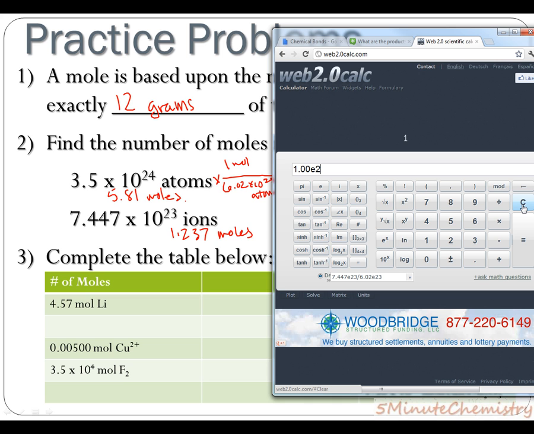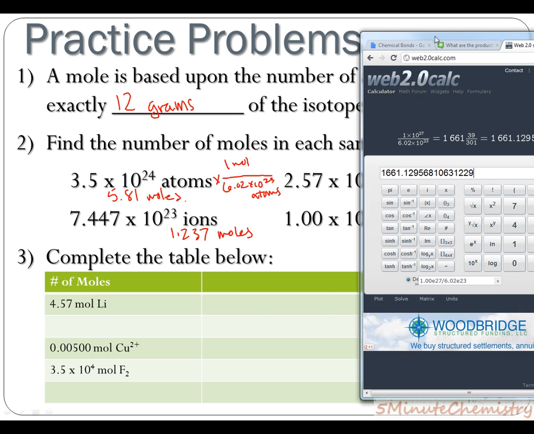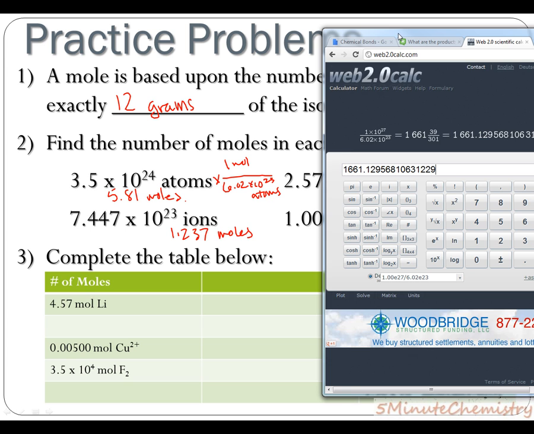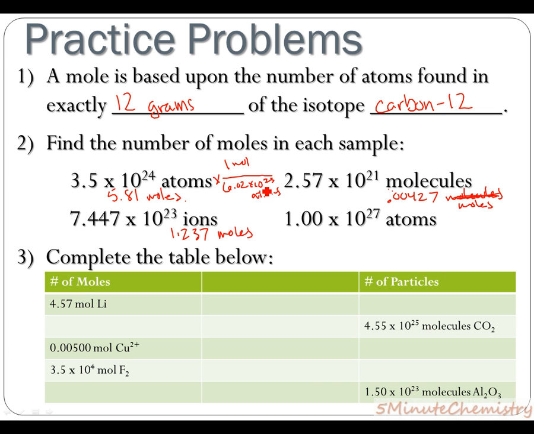1.00 times 10 to the 27th divided by 6.02 times 10 to the 23rd. And we get 1661. But to 3 sig figs, that'll be 1660. Okay. So that would be 1660 rounded moles.